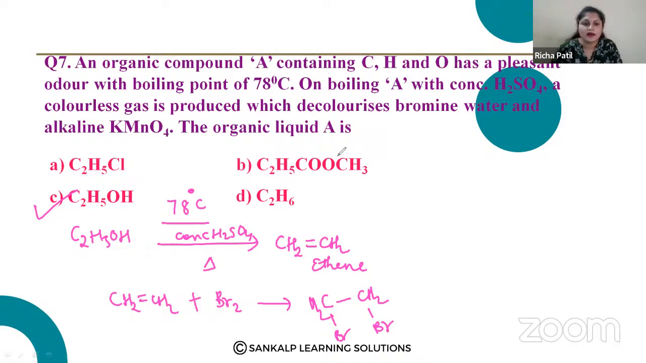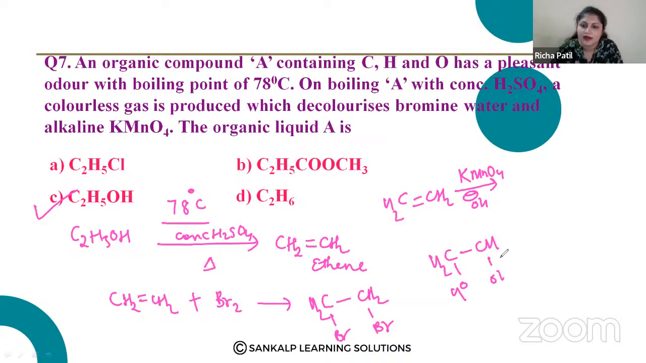And then alkaline KMnO4. So this is one reaction. Another reaction is with CH2=CH2 in the presence of KMnO4, which is also a good oxidizing agent. So what happens across the double bond? OH is added across the double bond. Okay. So the organic liquid A is nothing but ethyl alcohol. So these are the reactions.